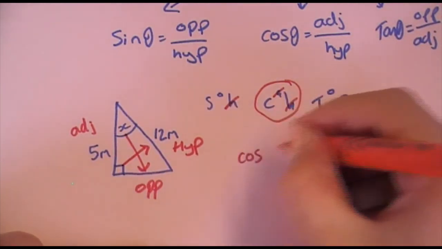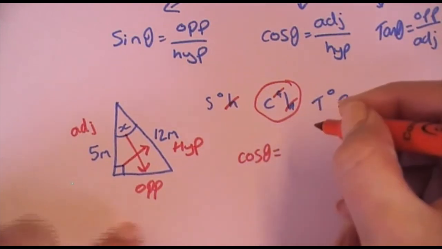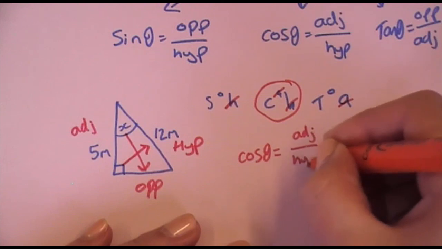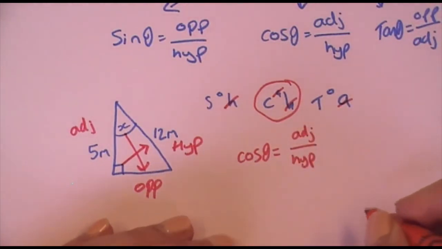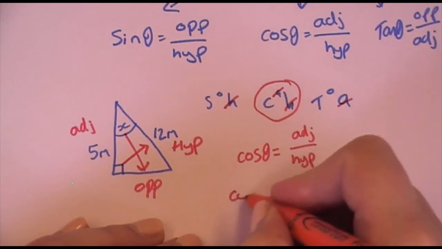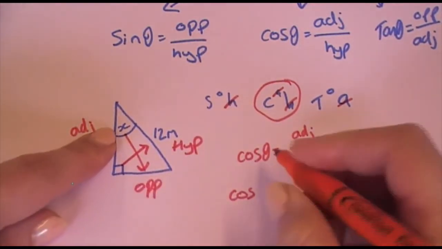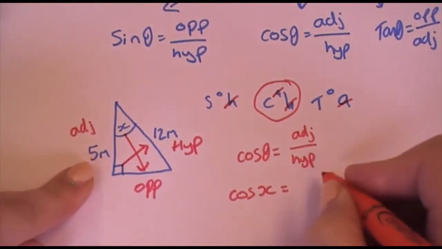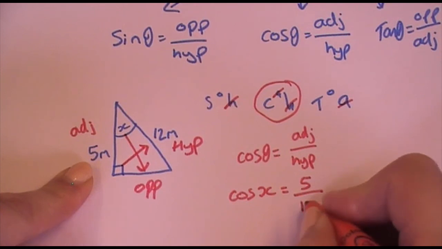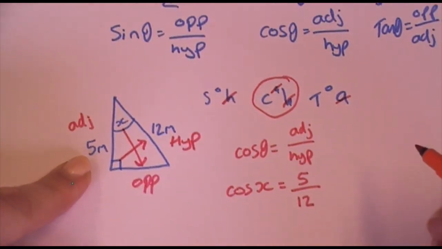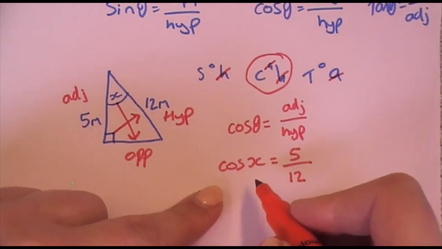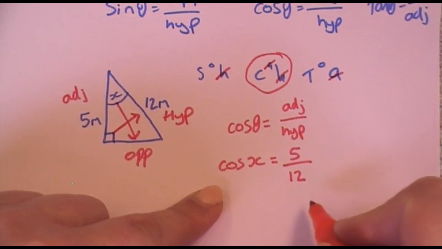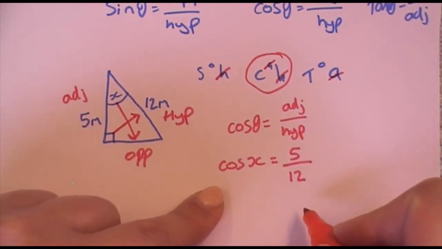So I know that I'm going to need to use cos of theta is the adjacent over the hypotenuse. So I'm going to substitute my values in now. Cos of theta, now the angle is x, so it's cos of x equals the adjacent, which is 5, over the hypotenuse, which is 12. Now, this is all well and good. I've got cos of x equals 5 over 12. I could put that in the calculator now, but I'm not going to. I'm going to wait until the end.